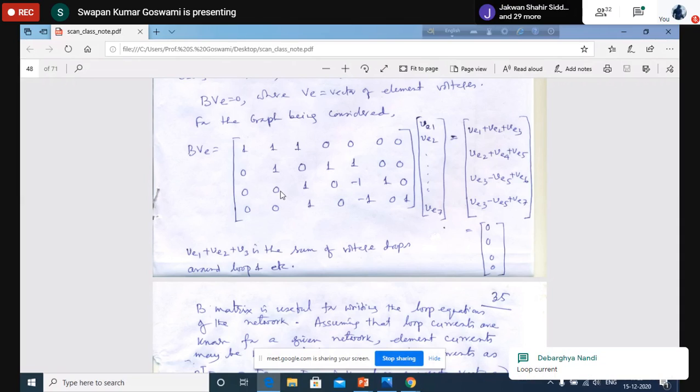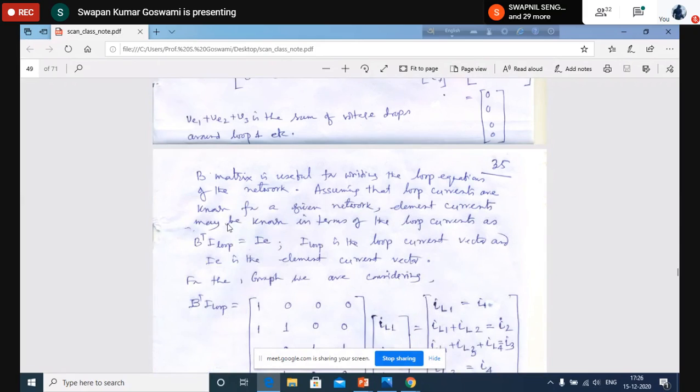Loop current means we assume a current circulating inside the loop. That is our assumption. So while we solve the network equations using the loop analysis technique, we obtain the loop currents as the variables. Those loop currents are written in a column vector, the loop current vector. That vector is I loop.